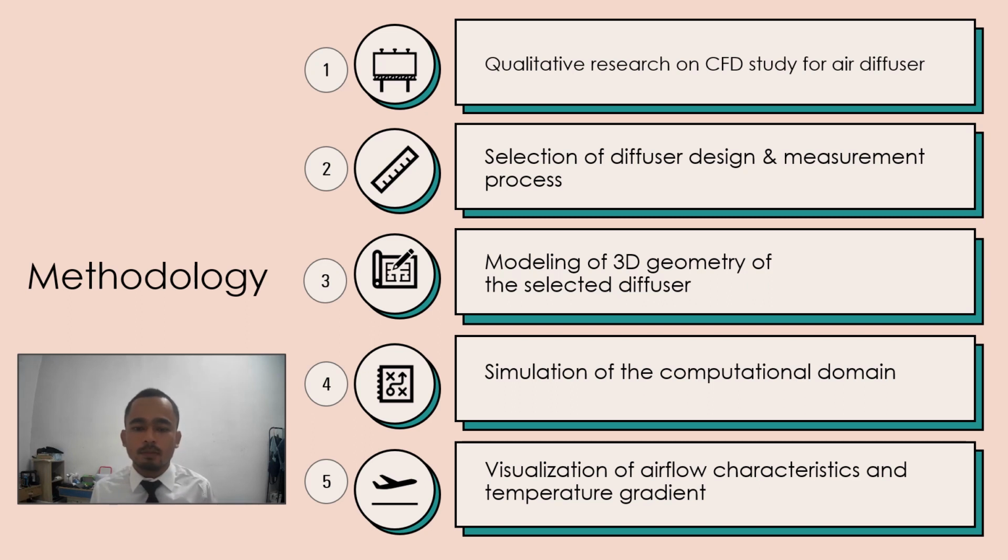So once the modeling has been completed, we will proceed to the simulation of the computational domain. So the computational domain, it will be representing the room. So the room, just like I have mentioned before, with the dimension of 3.6 meter times 3.6 meter and 3 meter. And then once the simulation has been completed, for the result will be the visualization of airflow characteristics and temperature gradient.